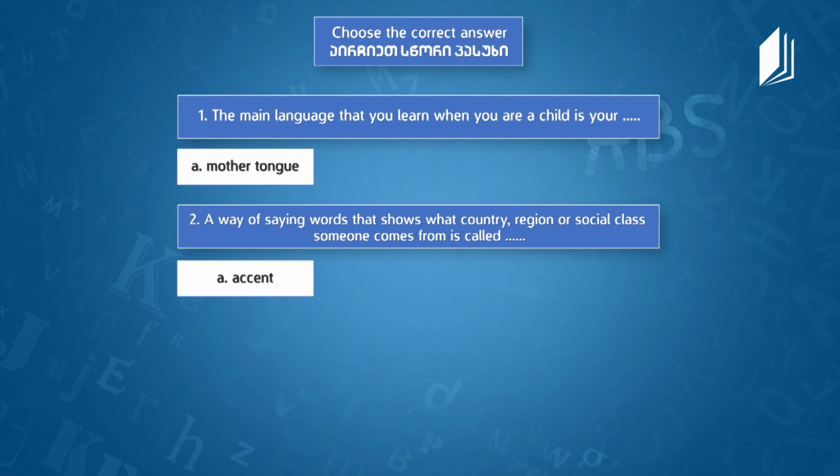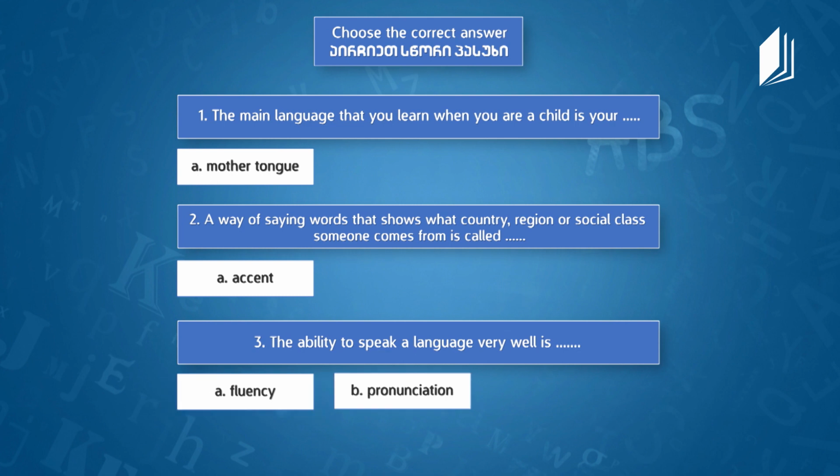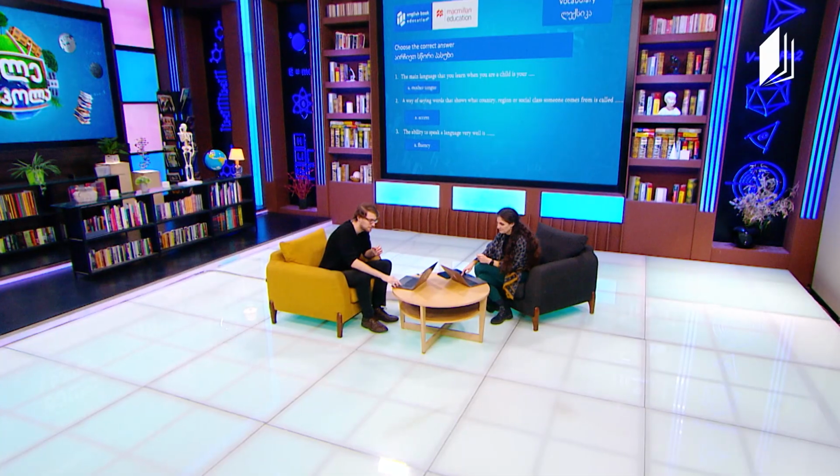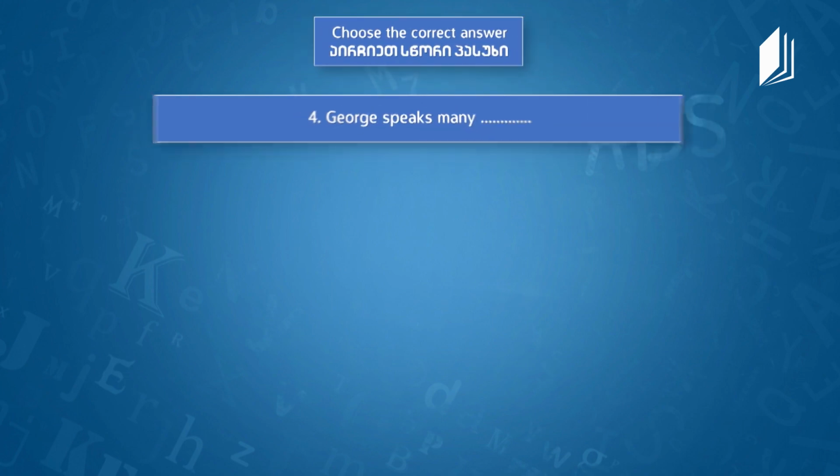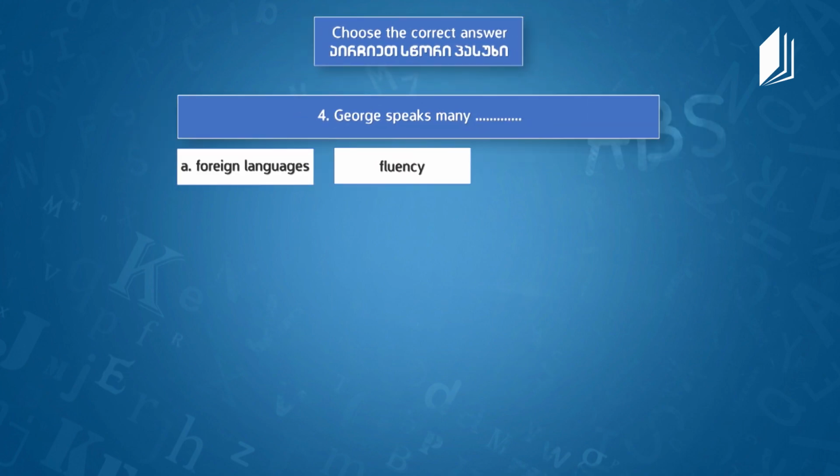Great job. And our next sentence is the ability to speak a language very well. Oh, I know. I speak English fluently, so it should be fluency. You're absolutely right. The right answer is fluency. And next, number 4, Sophie. George speaks many. What do you think he speaks many of? For this one, we should choose foreign languages.